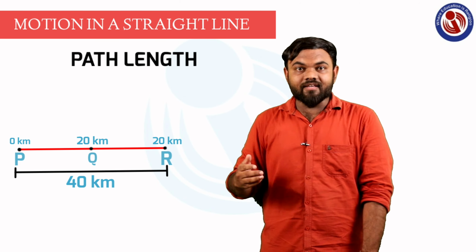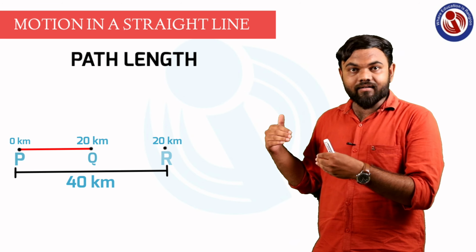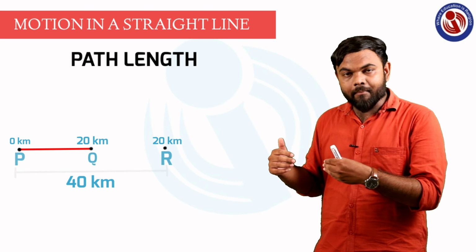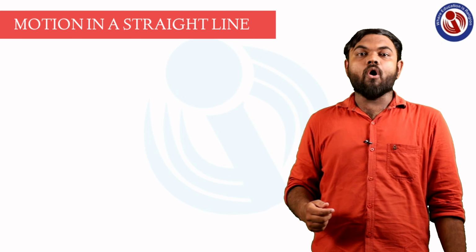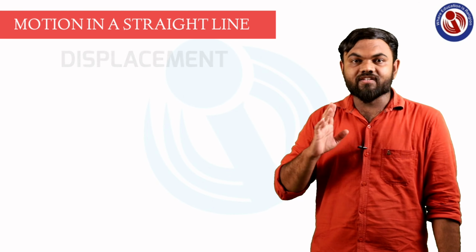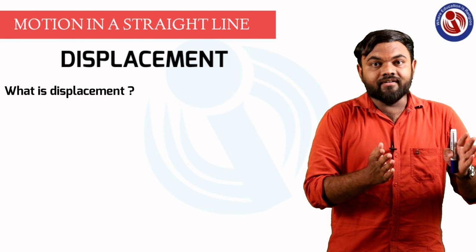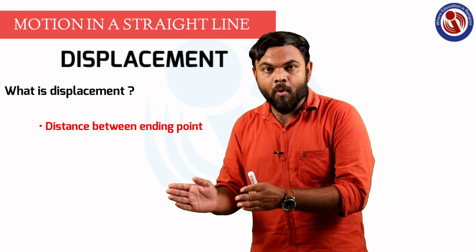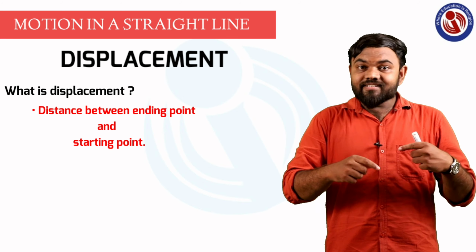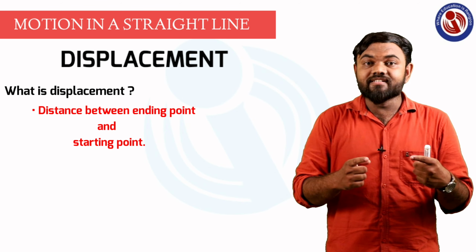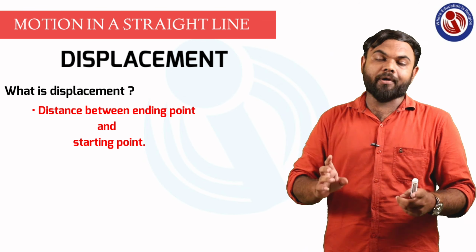What is path length? It is the total distance between starting point and ending point. Okay? Now, we will define another physical quantity. This is displacement. What is displacement? Displacement is the distance between starting point and ending point. Or in other words, displacement is the distance between ending point and starting point.